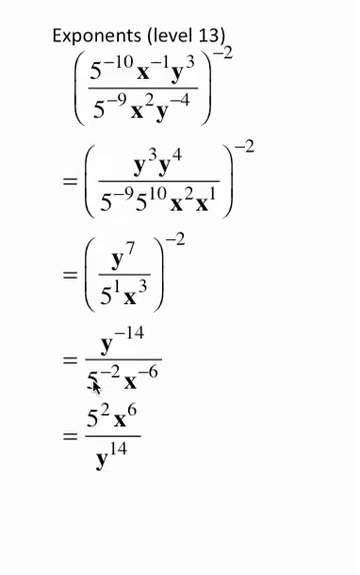So the 5 to the negative 2 comes to the top, becomes 5 to the positive 2. The x to the negative 6, which was on the bottom, comes up to the top and becomes x to the positive 6. The y to the negative 14, which is in the numerator, goes down to the denominator, becomes y to the positive 14. And this is our final answer.